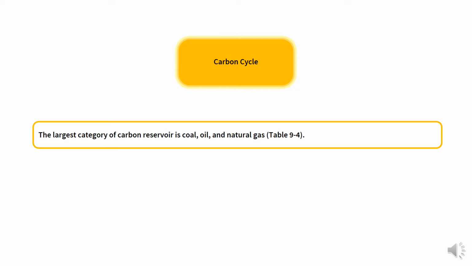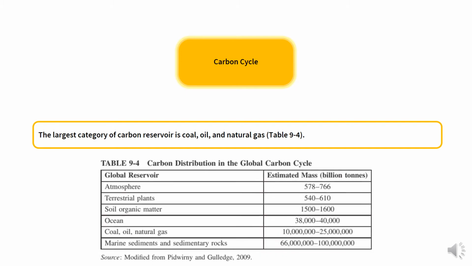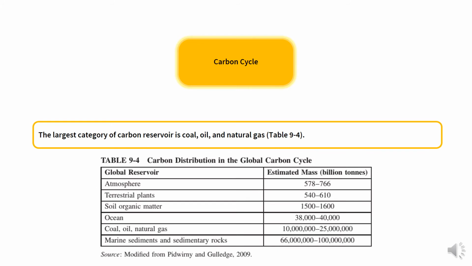A common misperception is that the atmosphere is the largest reservoir of carbon on Earth. However, the largest category of carbon reservoir is coal, oil, and natural gas, as can be seen in the previous table.